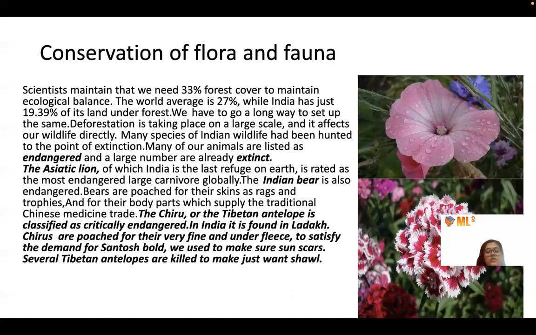So what shall we say, that the Asiatic lion, which is a very rare species of animal and which is available only in India, is also getting depleted and getting killed. Because why? It is the most endangered large carnivore globally, means in the entire world.